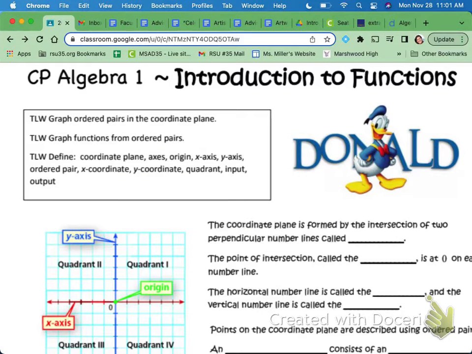Okay, so introductions to functions. So the learner will be able to graph ordered pairs in the coordinate plane. You're going to be able to graph functions from ordered pairs. You're going to be able to define your coordinate plane, your axes, your origin, your x-axis, your y-axis, ordered pairs, x-coordinate, y-coordinate, quadrants, input, and output.